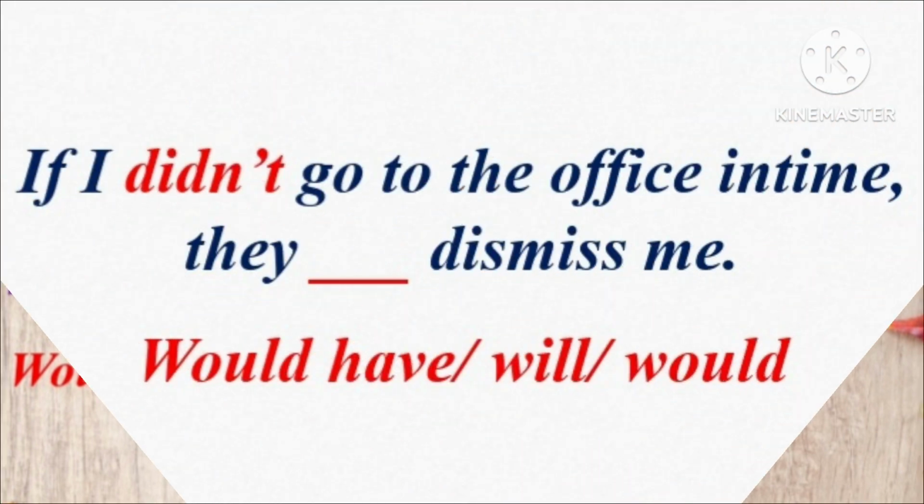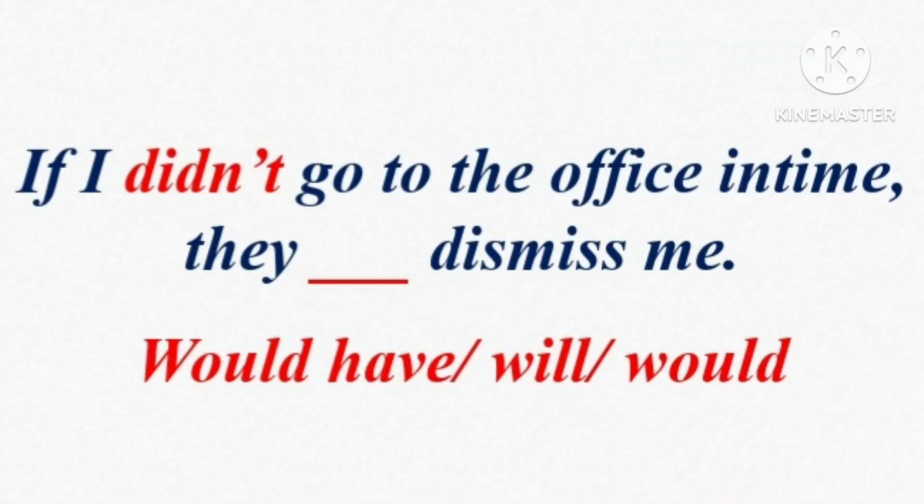Let's see the next example. If I didn't go to the office in time, they dash dismiss me. Didn't is in a negative sense. Did is a simple past, and automatically, according to the rule, the option is would.